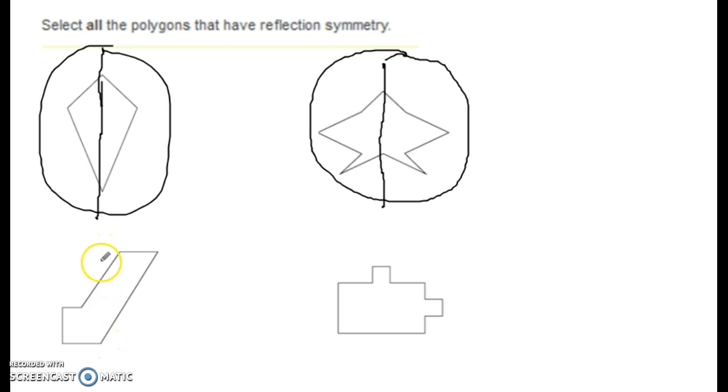A vertical line definitely wouldn't work here. A horizontal line wouldn't work. A diagonal wouldn't work. There's nowhere that I could draw a line to make that fold onto itself or map onto itself. So that one does not have reflexive symmetry. Let's check this one. If we did a vertical line, it wouldn't work. Horizontal would not work. Diagonals, nothing's going to work here either. So the first 2 are the polygons that have reflexive symmetry.